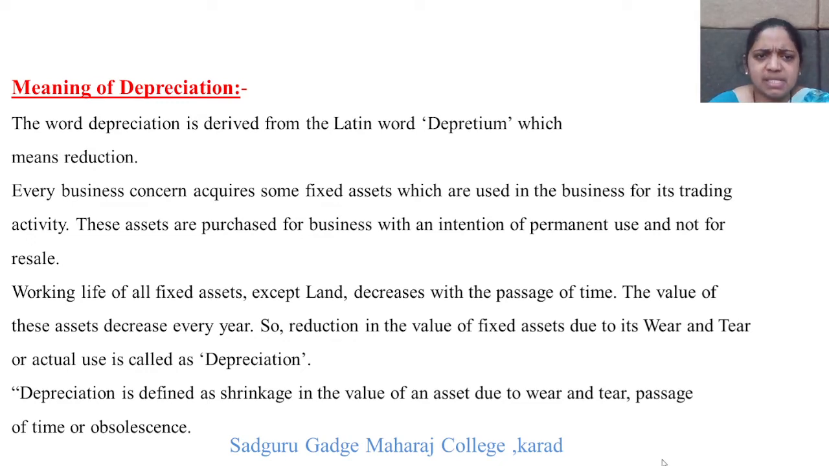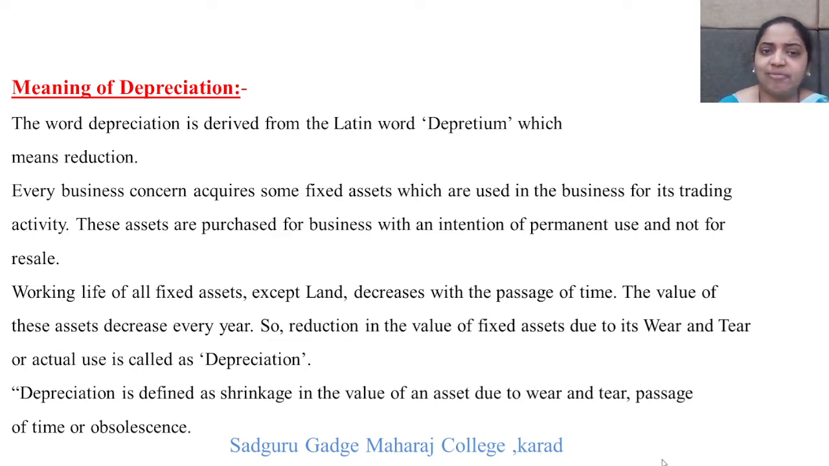So remember, every business concern acquires some fixed assets. Now, these assets are used by the businessman for various types of trading activity. These assets are purchased for business. Why does a businessman purchase an asset? Because his intention is that he will use the asset permanently, until it is obsolete, until it is damaged, etc. You are not going to purchase an asset for resale, because that is not your business. You purchase an asset to keep permanently.